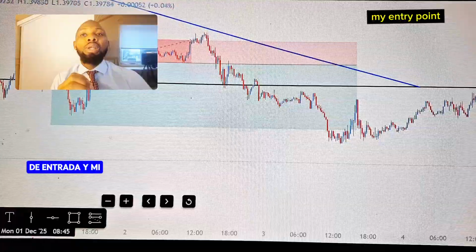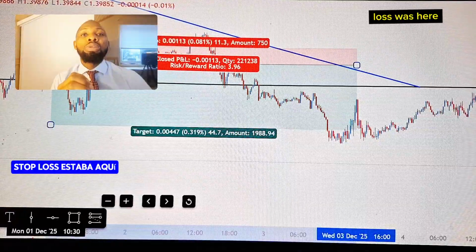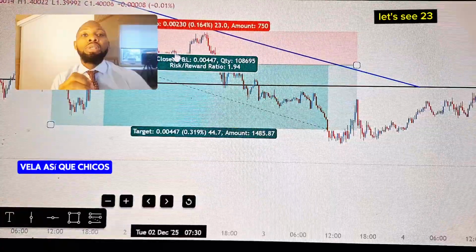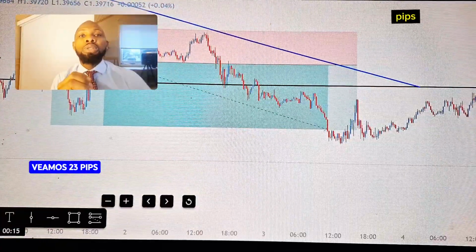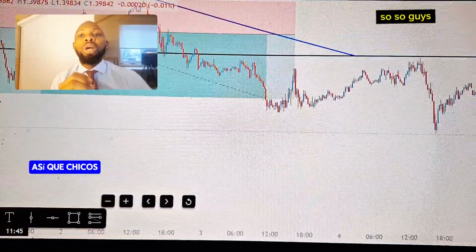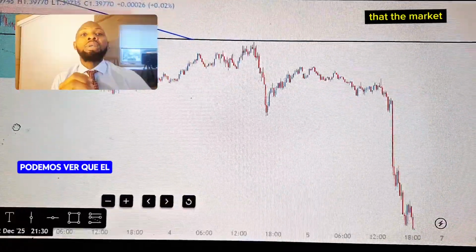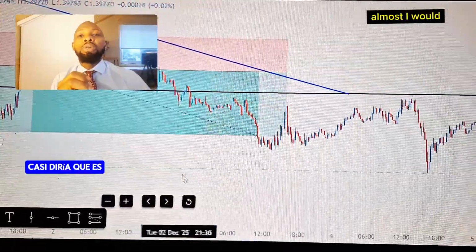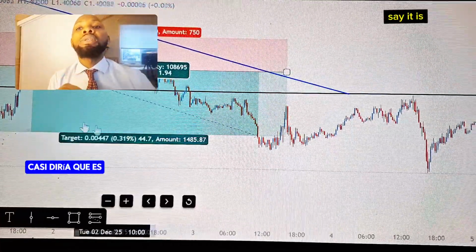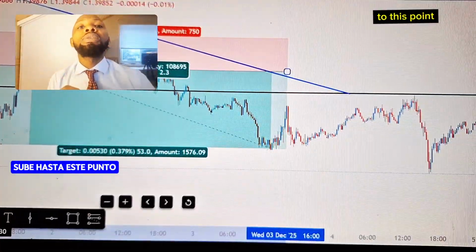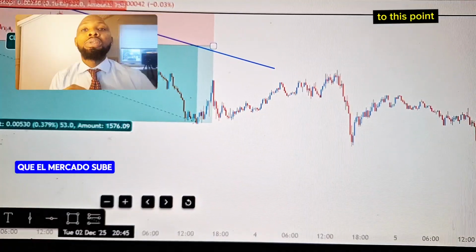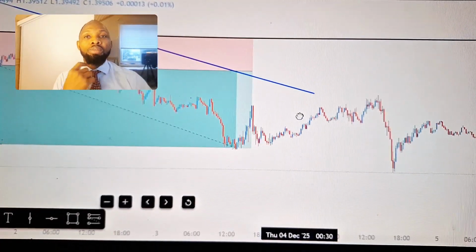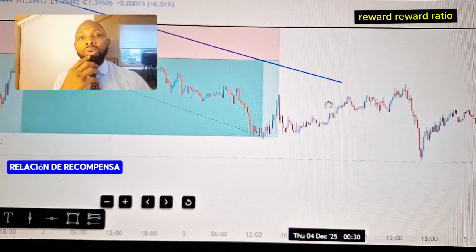Here was my entry point, and my stop loss was here, on this candle. So guys, let's see, 23 pips. So guys, we can see that the market ran, the market rallied to this point here. The market rallied to this point here. So this is 2.3 reward ratio.